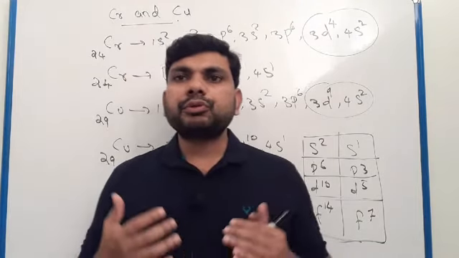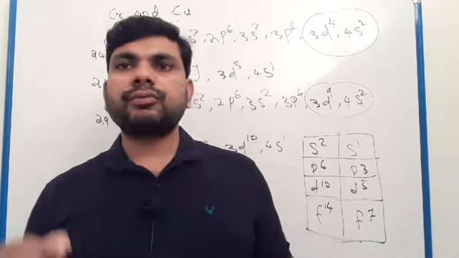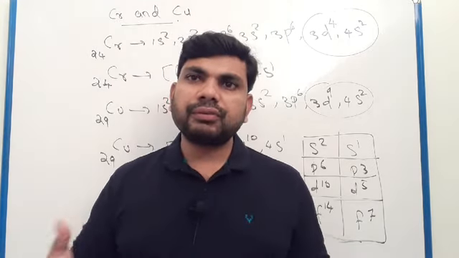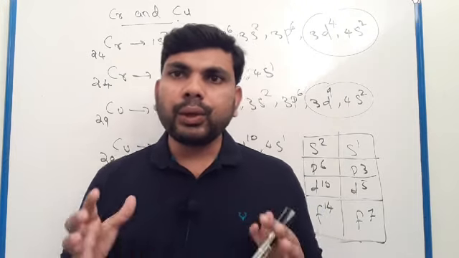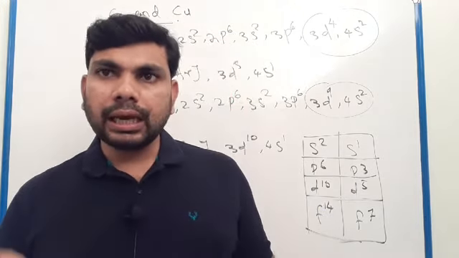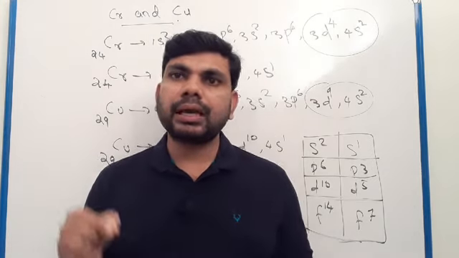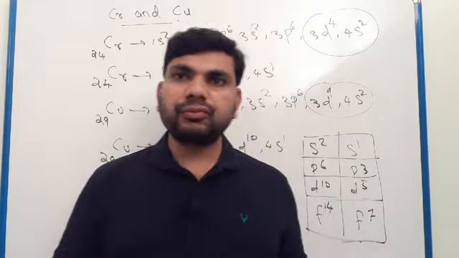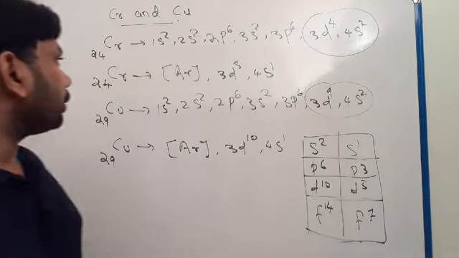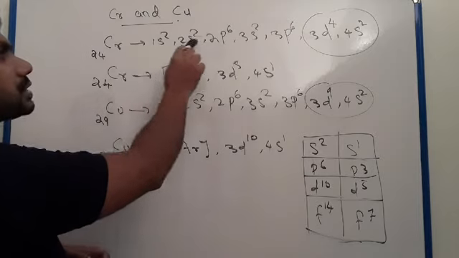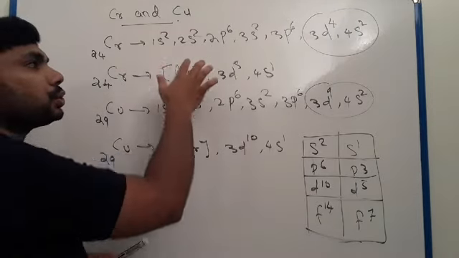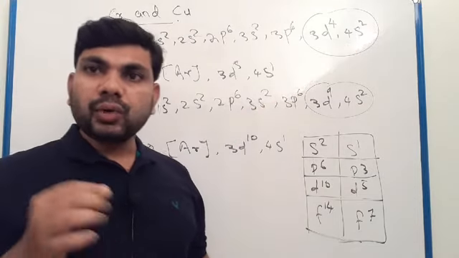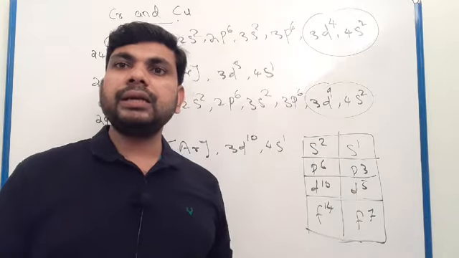Next we discuss the electronic configuration of chromium and copper. We discussed the electronic configuration of different types of elements, but here we have two exception cases: chromium and copper. Chromium has atomic number 24. The electronic configuration is 1s2, 2s2, 2p6, 3s2, 3p6, 3d4, 4s2.